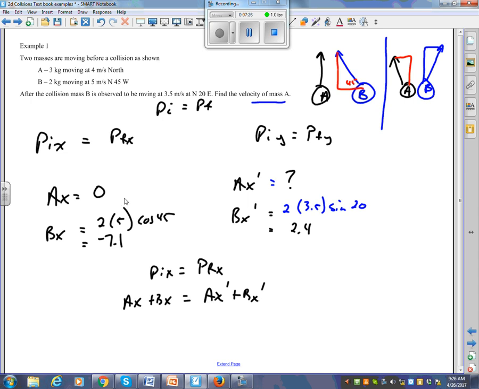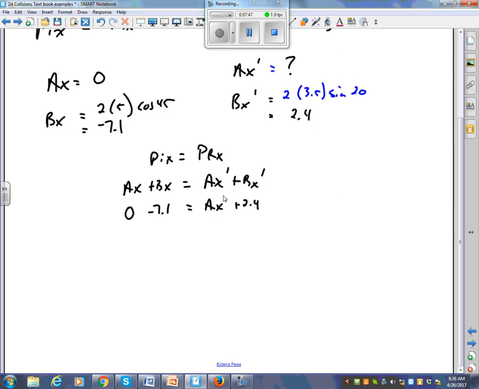So Ax is 0. Bx is minus 7.1. Ax prime is what we're trying to solve for. Bx prime is plus 2.4. And so when I solve all this, my Ax prime is going to stay on the right. The 2.4 is going to go to the other side. So I got minus 7.1 minus 2.4. I can do that in my head. Minus 9.5 is our Ax prime.